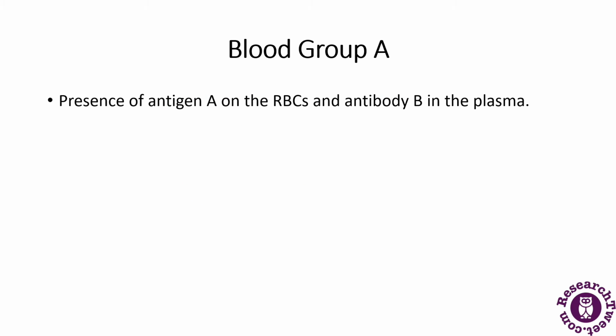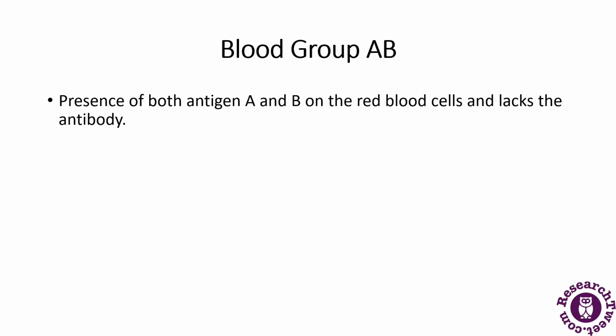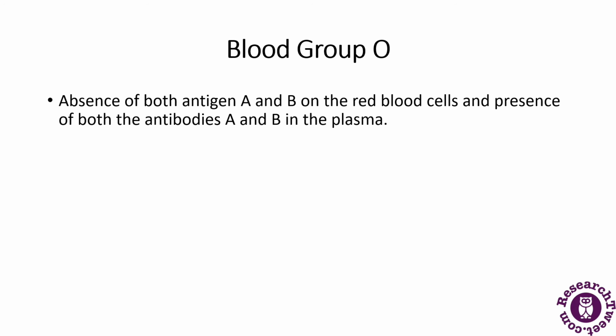Now blood group A has the presence of antigen A on the RBCs and antibody B in the plasma, as depicted in the figure as well. In B, it is the presence of antigen B on the RBCs and antibody A in the plasma. In AB, there is a presence of both A and B antigens on the red blood cells and they lack the antibodies. In the O blood group, there is an absence of antigens A and B on the red blood cells, and a presence of both antibodies A and B in the plasma.